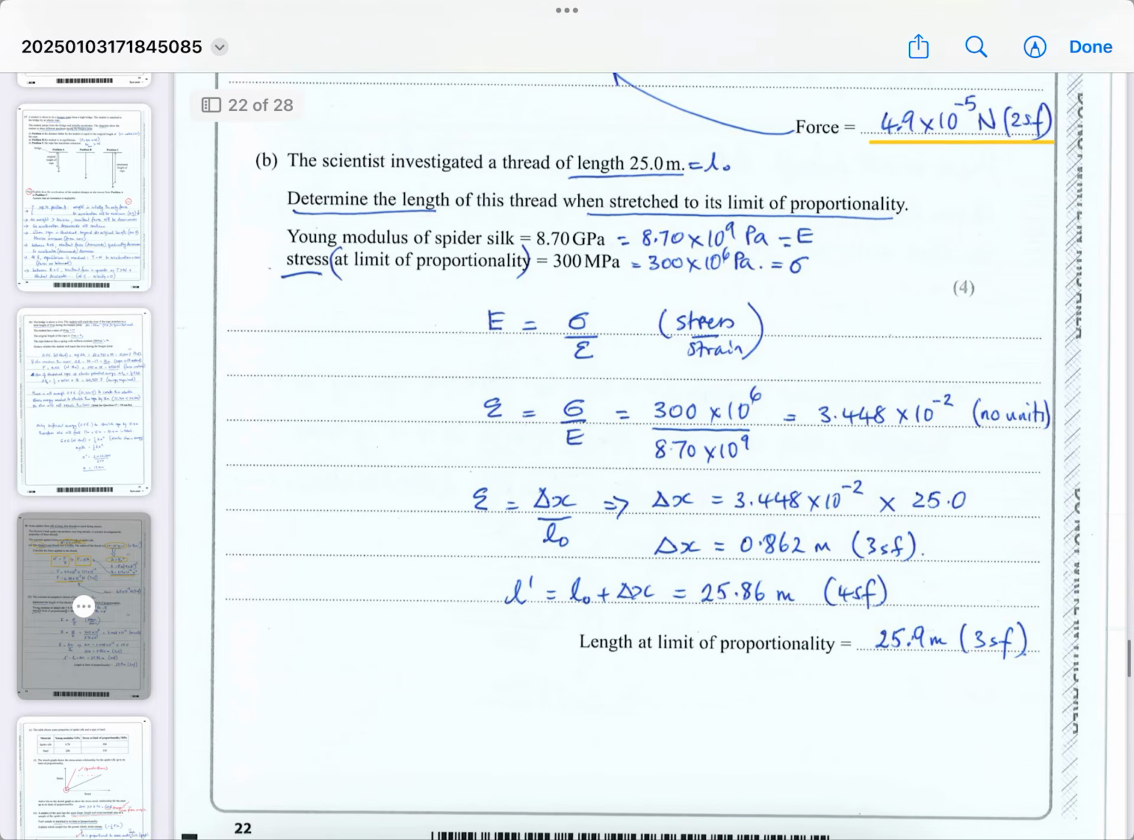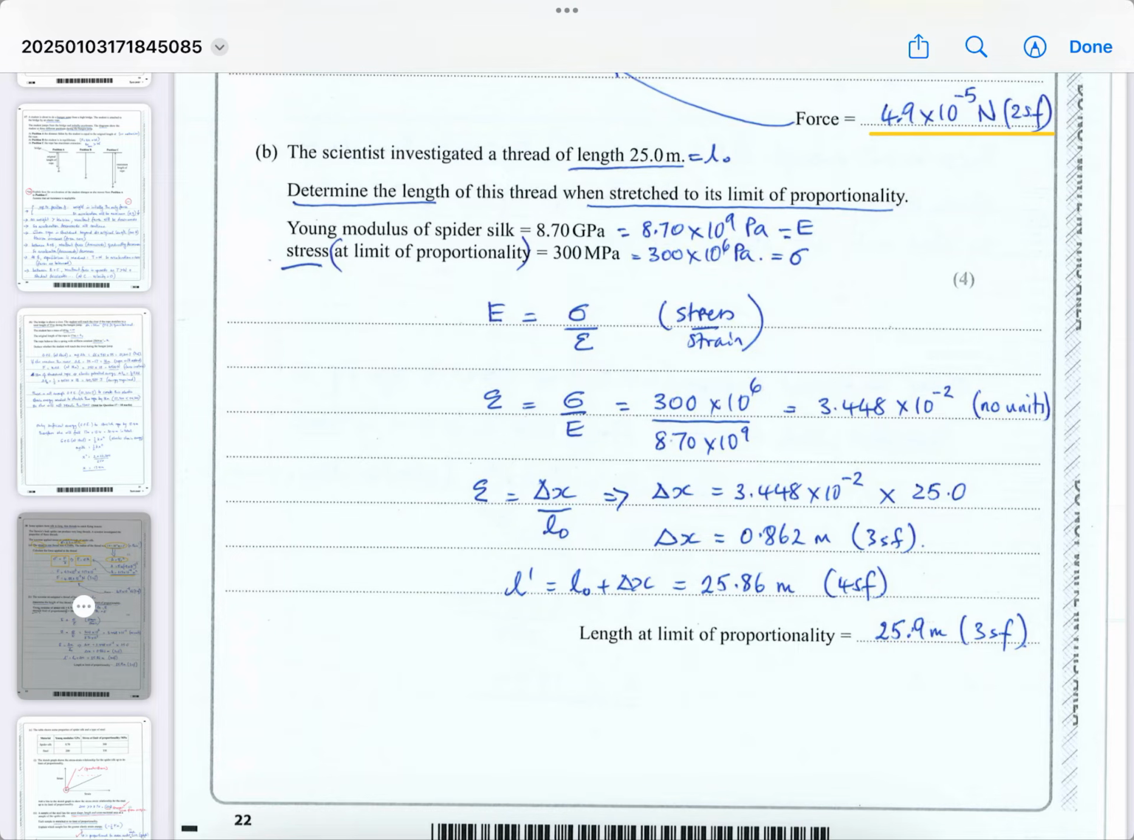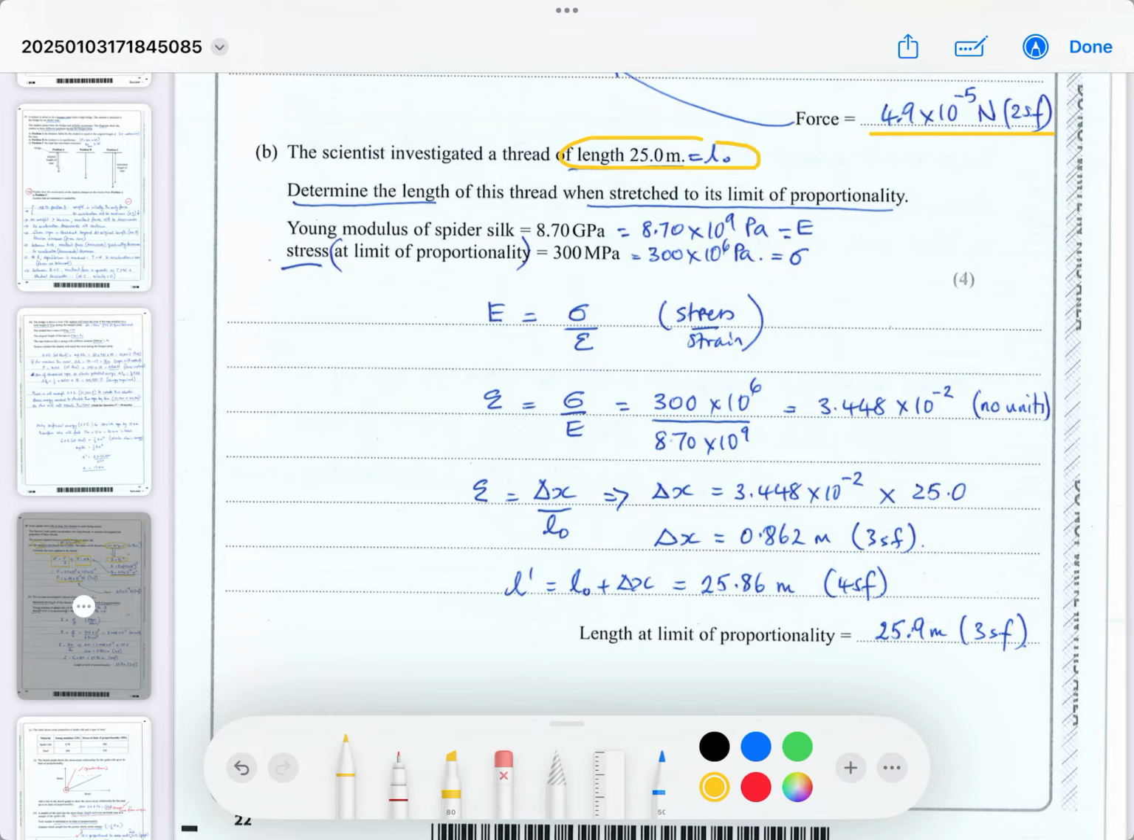The second part of the question then goes into the continuation of the science investigation. The scientists investigated a thread of length 25 meters. So the original length was 25 meters. They want you to determine the length of the thread when it was stretched to its limit of proportionality. We don't know what that is, except they tell us the stress at the limit of proportionality is 300 megapascals, which is 300 times 10 to the 6.